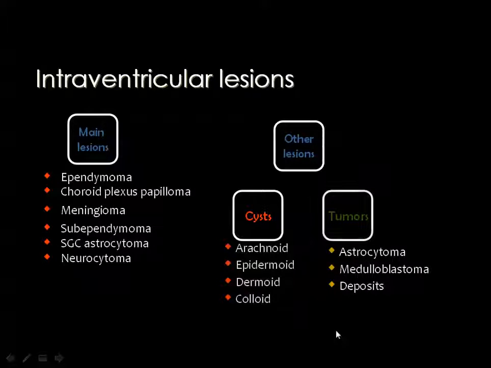Then we have other lesions like most of the extraaxial cysts, like the arachnoid, the epidermoid, the dermoid, and the colloid cyst. They all can occur inside the ventricles. And some of the tumors like the medulloblastoma, astrocytoma, and metastatic deposits.